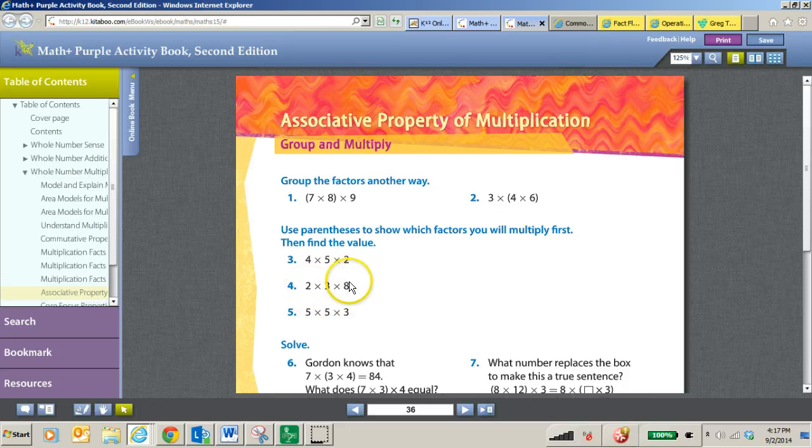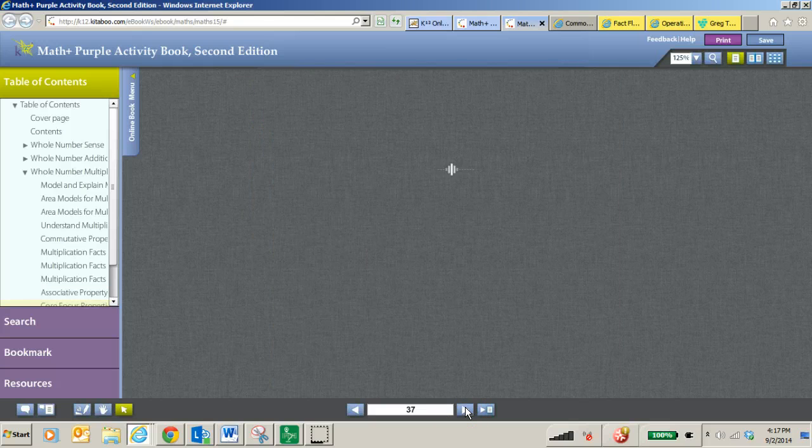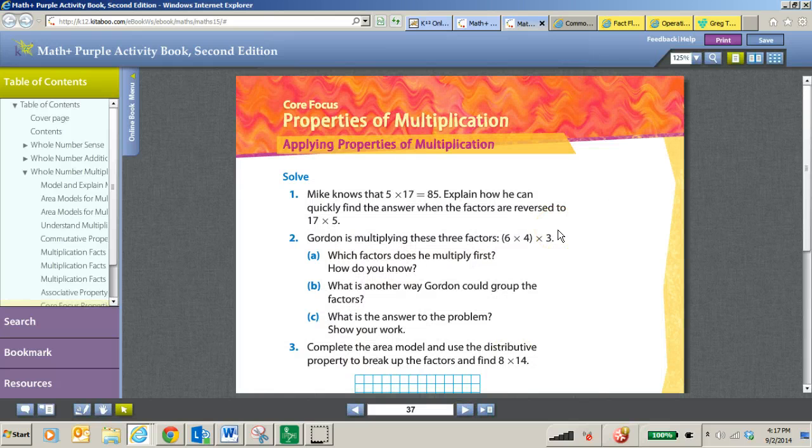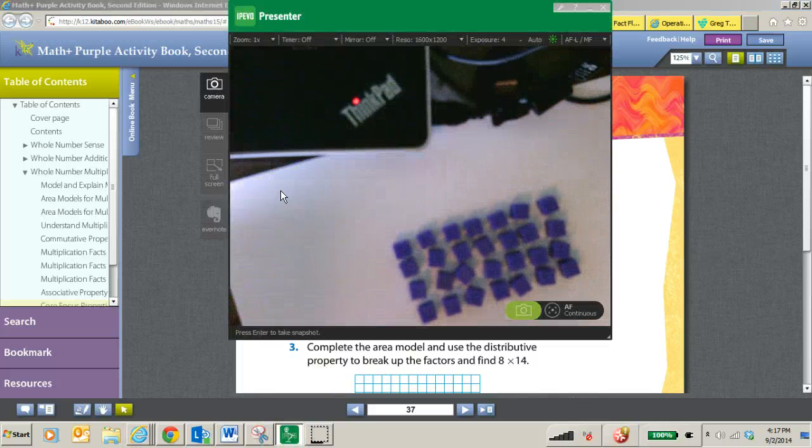So it's just great to have these conversations with your student, and you can show again that you're still going to get the same answer regardless of how you group the numbers. Next you get into applying these properties. So it's going to show some bigger numbers, but again I'm going to get out my webcam just to show you what I'm talking about.